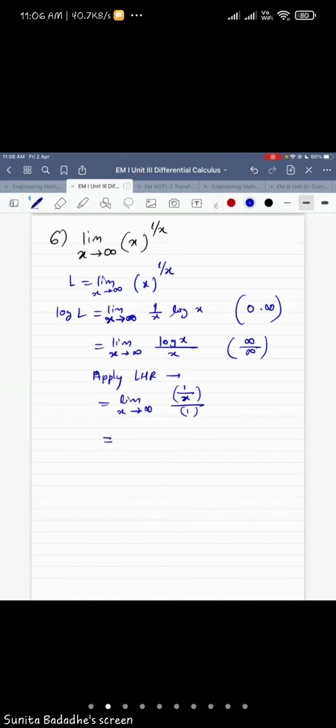Now, can anybody tell me what is the value of this limit in the chat box? Yes, the value will be. I'm not asking you limit, Anu. I'm asking you value of this particular limit only, not final limit. So this will be 0, right? As x extends to infinity, it will be 0. So L is e raised to 0, that is 1. So that gives you the final answer. Right.